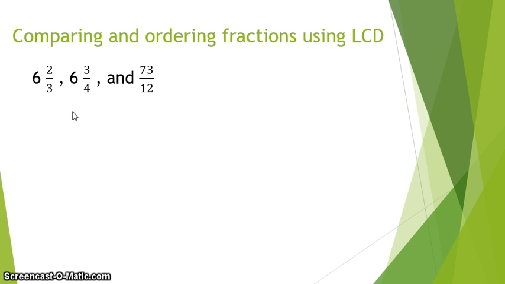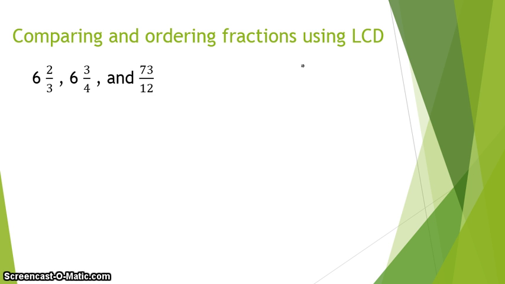Okay, now we're going to compare and order fractions using least common denominator. Both of these have a 6 up front, and this one we're going to have to change around to figure out what kind of whole number that's going to be, because this is an improper fraction. So we're going to make it into a mixed number so we can compare these mixed numbers to that. But before we do anything else, we need to get a common denominator for them. So let's change this into the mixed number.